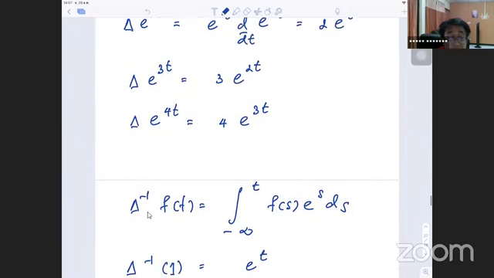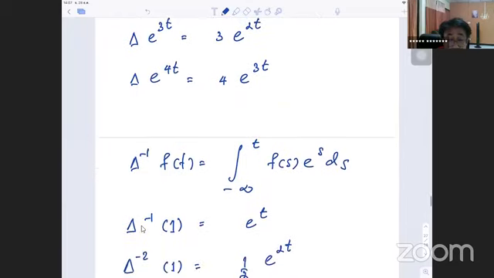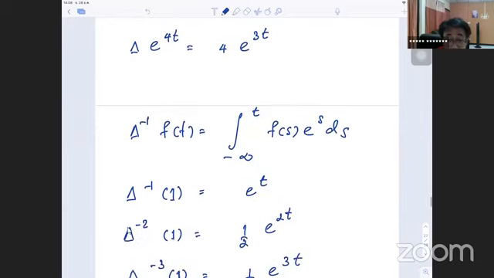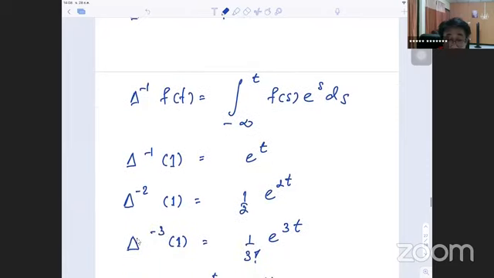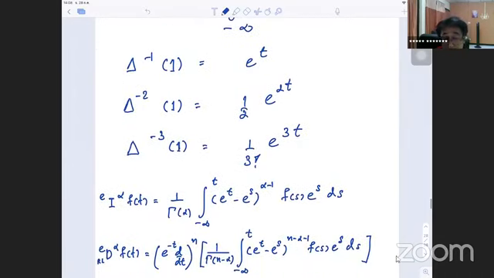And I define the integration like this because I observed that delta integration 1 equal to e. The double integration of 1 equal to this, and the triple integral of 1 equal to this. So that time I define this formula, and I have 2 papers about this formula.